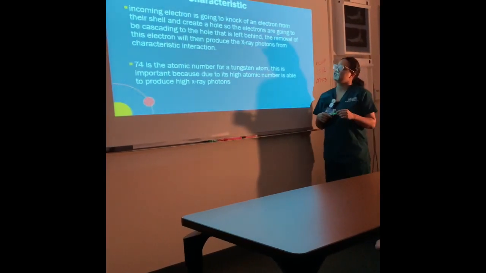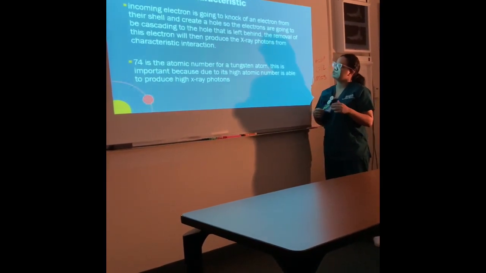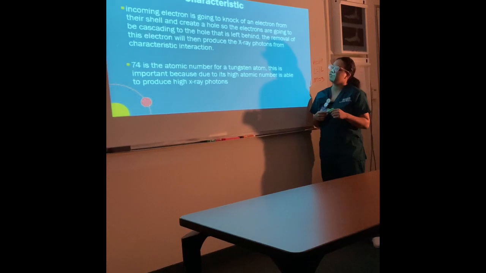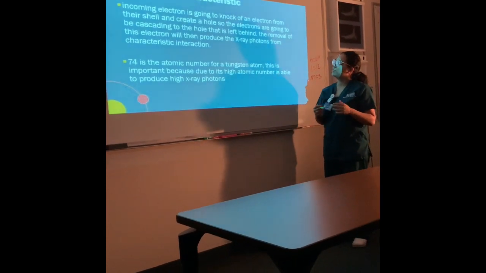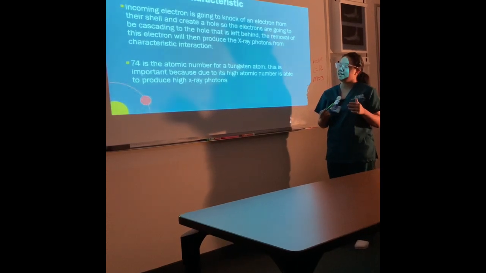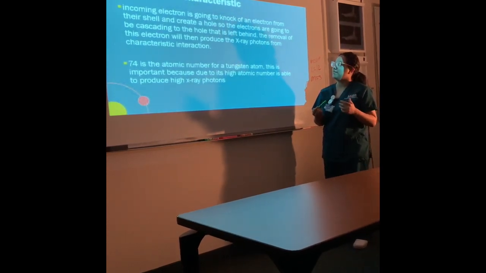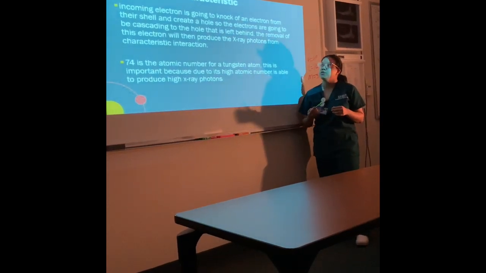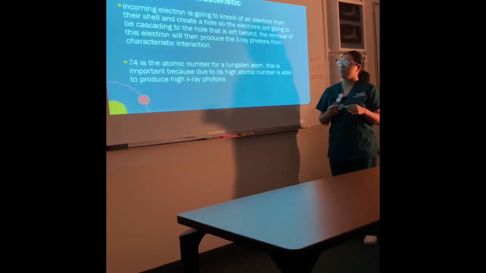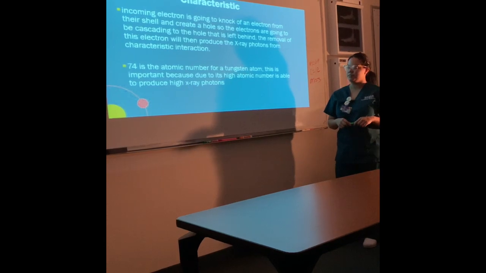An incoming electron is going to knock off an electron from their shell and create a hole. So the electrons are going to be cascading to the hole that is left behind, and the removal of this electron will produce the X-ray photons from the characteristic interaction.